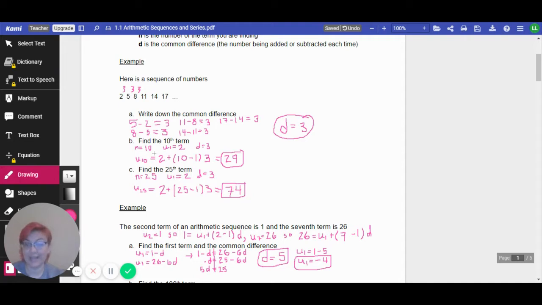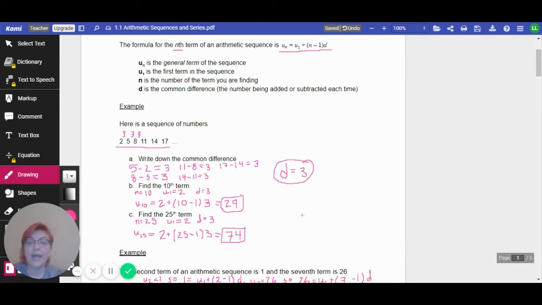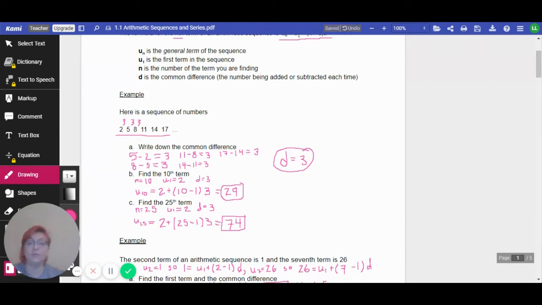that means my n is 10. I know that my u1 is 2 because of the sequence written here, and I found that my d is 3. So plugging it into my formula from here, my un is u10, my u1 is 2, my n is 10, and the common difference d is 3. And when you add and multiply that out, you will find that the 10th term in the sequence is 29.